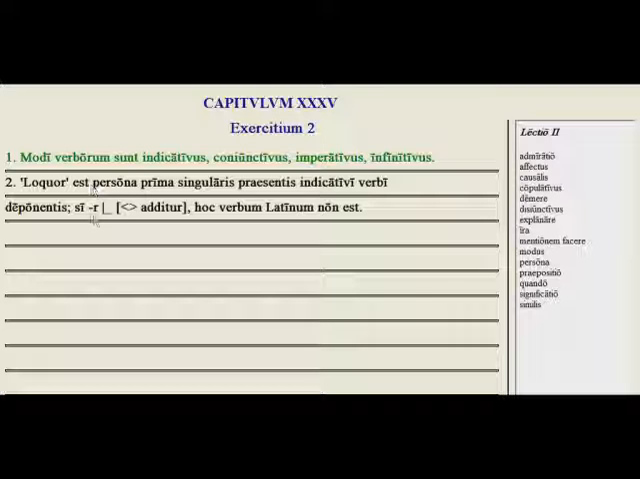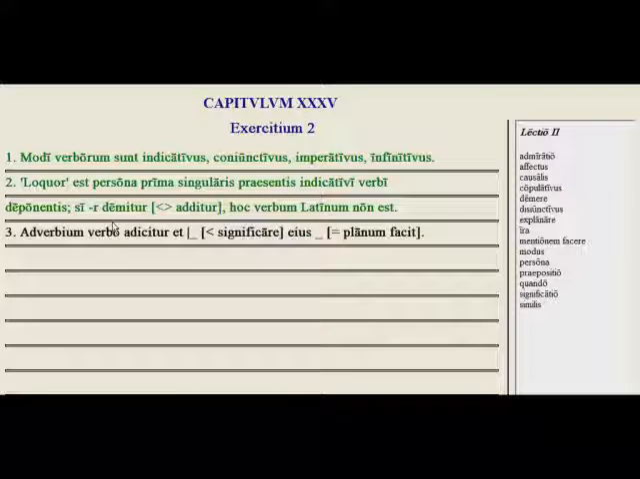If R is not added, so the word that is the opposite of add, we learned in this chapter to take away, similar to adimere, which is demere, and the passive form of that, demitur. If R is taken away, this verb, Latinum non est, is not Latin.